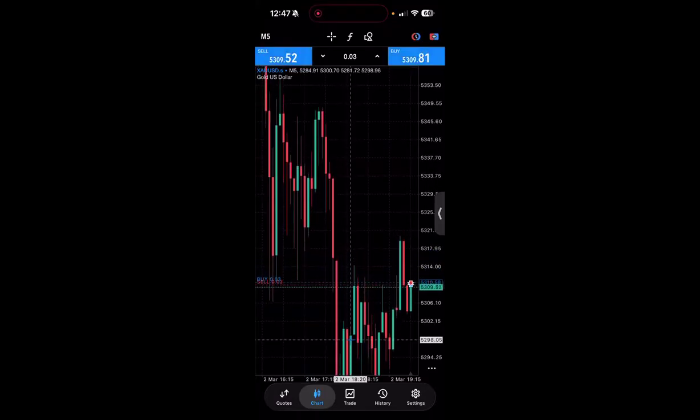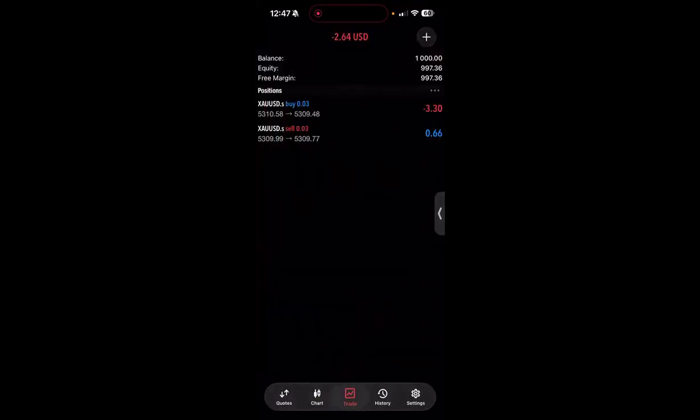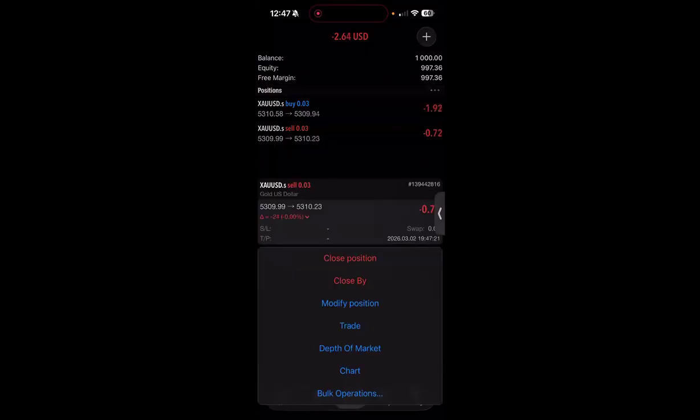I'm in the trade and I now want to put in my stop loss and my take profit. So I would come over here. If you ever need to modify your trade, you would just click on it and click modify position. This is one way to do it. I'm going to show you the other way.